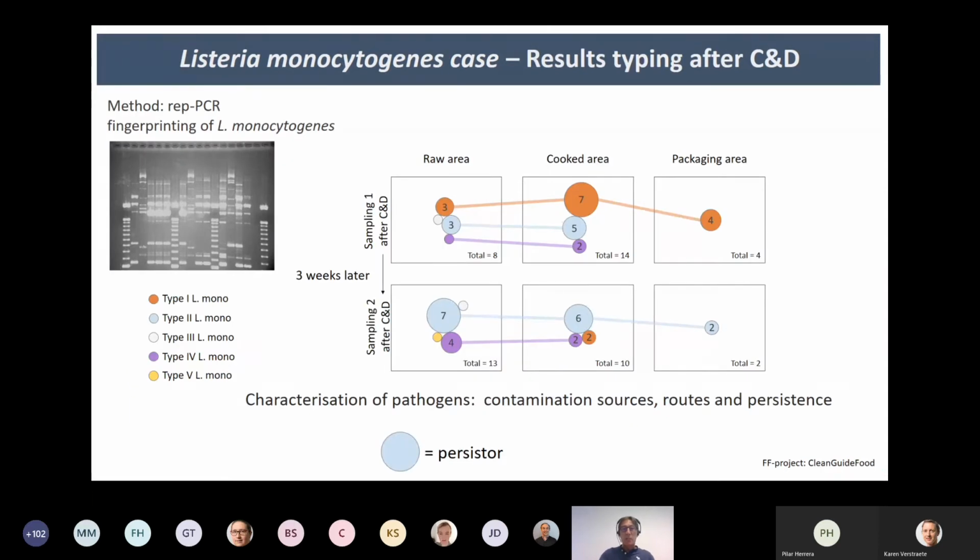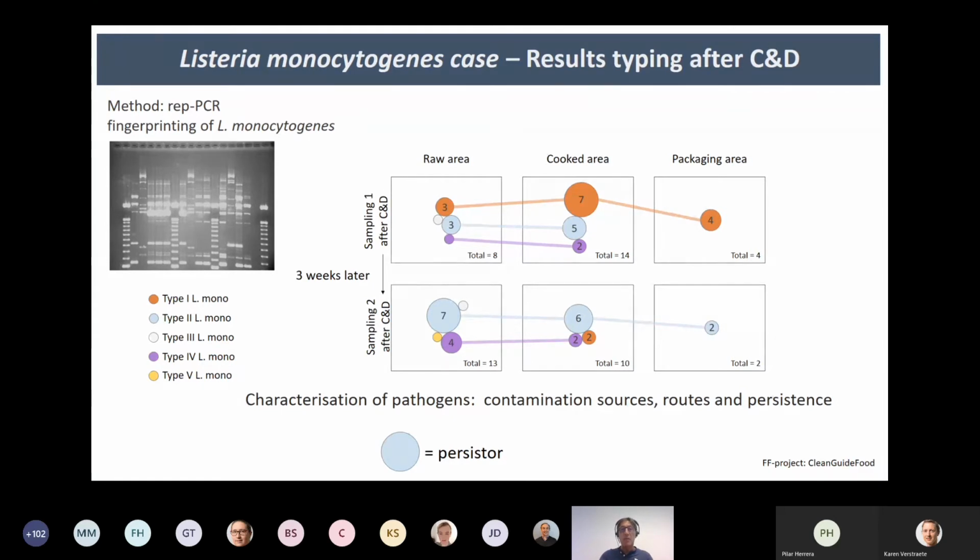And then the last aspect I want to show you is that it's sometimes very interesting to type your Listeria monocytogenes strains, to look if you have to deal with one persistent strain or a zoo of different strains. And so at ILVO, we do fingerprinting. We make the fingerprint of all Listeria monocytogenes isolates. And you see that in that company, we had 5 different types present.